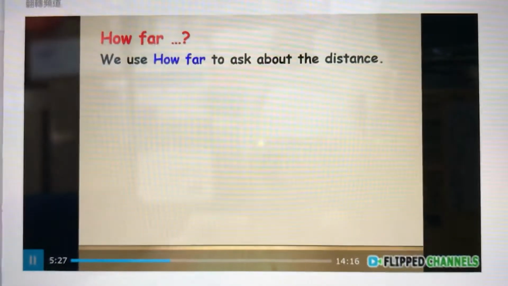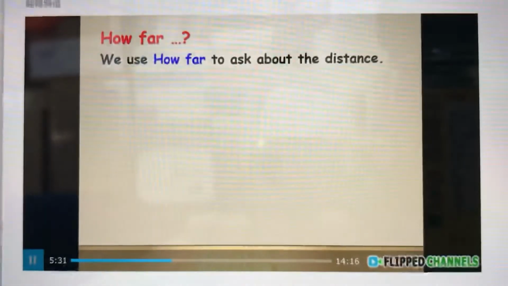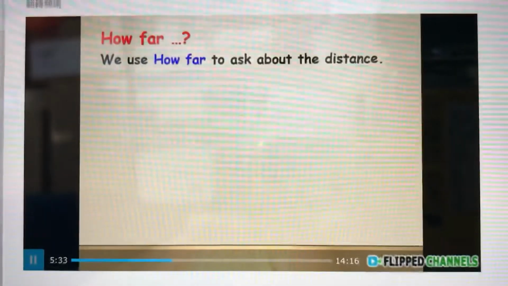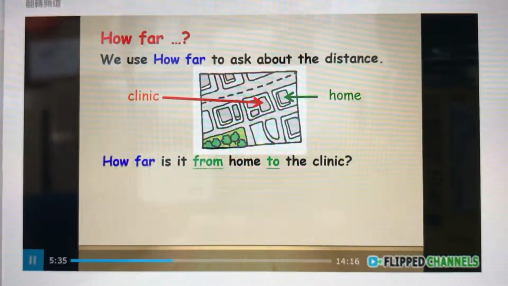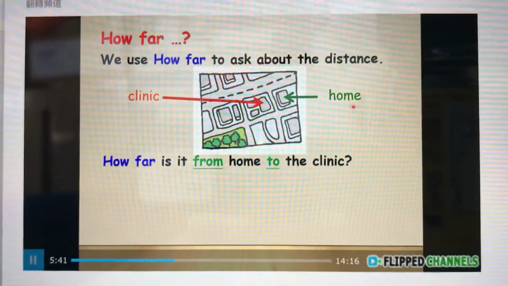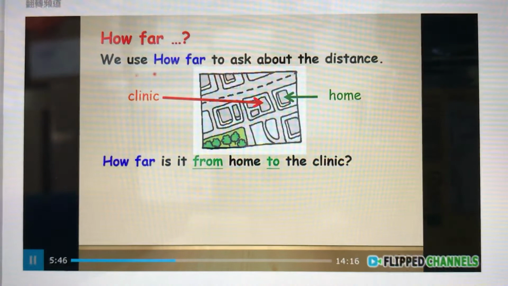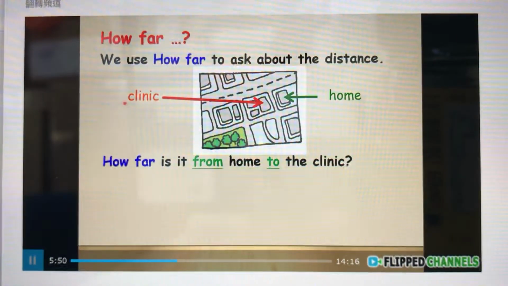Next language item is how far. We use how far to ask about the distance. Look at the map here. We can see two places here. One is home, another one is clinic. Clinic is the place where we can see the doctor. When we are sick, we can go to the clinic to see the doctor.